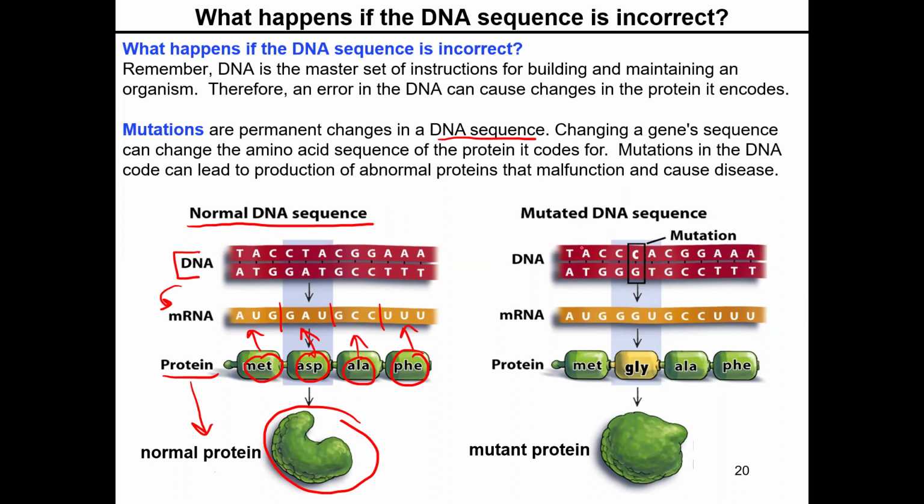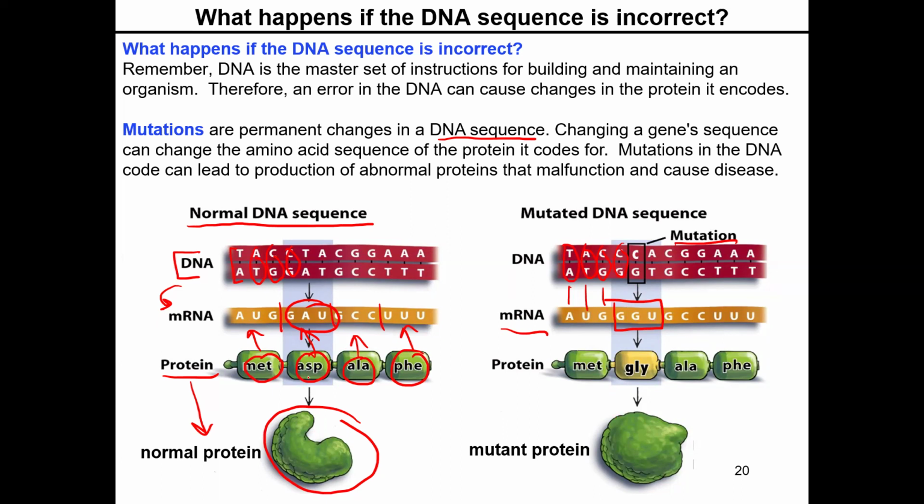Now, when we have our mutation, you can see that we have our CG. So instead of TA, TA, AT, AT, CG, CG, CG, CG, we have that extra piece. So because we've added this, now you can see our mRNA is completely different as well. You can see over here that our AUG is still the same, but our second codon now, right here, instead of a GAU, is going to be GGU.